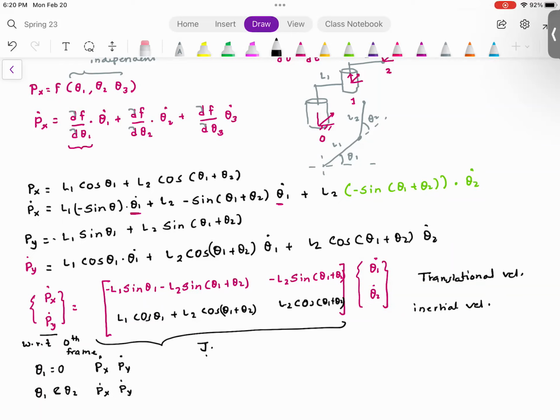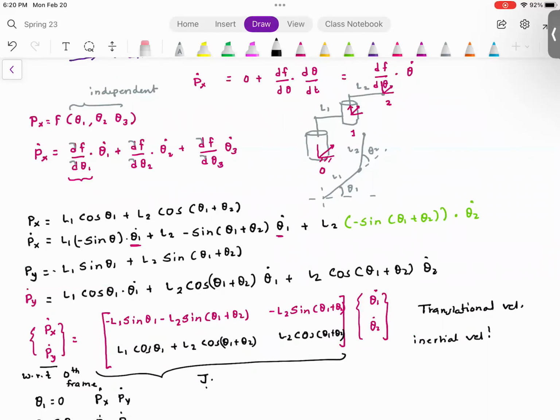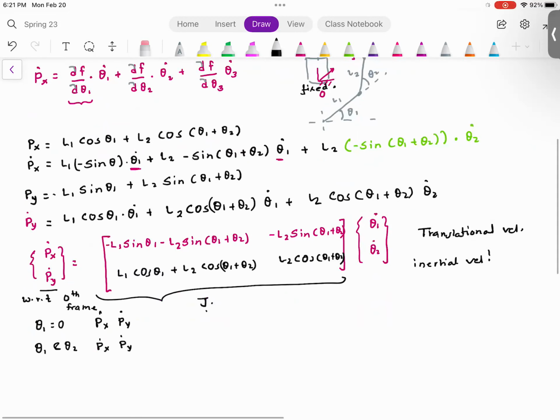velocities. Inertial velocities means the velocities which are with respect to the inertial frame. Inertia means resistance to move, a fixed frame. So these are the velocities with respect to the inertial frame. These are absolute velocities. When we try to perform any dynamic analysis, we prefer to work in absolute velocities or in an absolute reference frame, because then the equations are easier to apply.